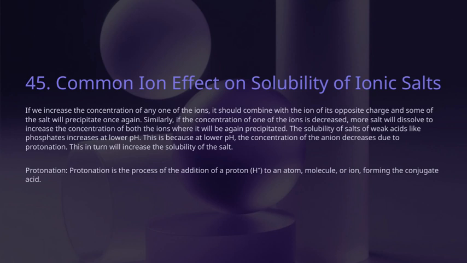This brings us to an interesting point about weak acids, like phosphates. Their salt solubility actually increases at lower pH levels. Why? Because at lower pH, a lot of the anions get protonated. That is, they gain protons, which reduces their charge. With fewer free anions, the salt becomes more soluble because there's less ionic interaction holding it together. Connecting this to the overall theme, understanding how protonation and ion concentrations influence solubility is key in controlling reactions and processes in chemistry, especially in biological systems and industrial applications.